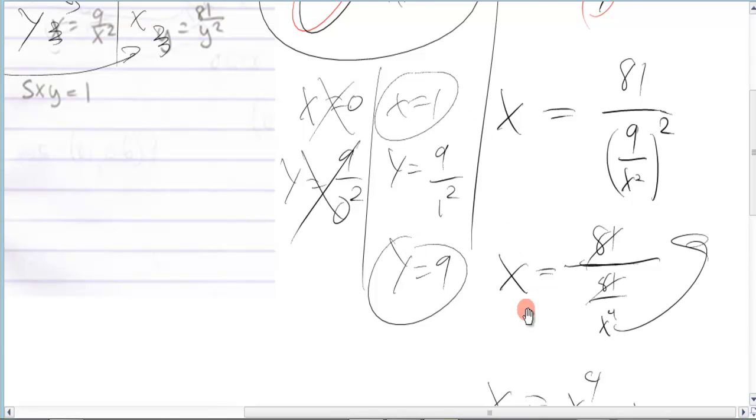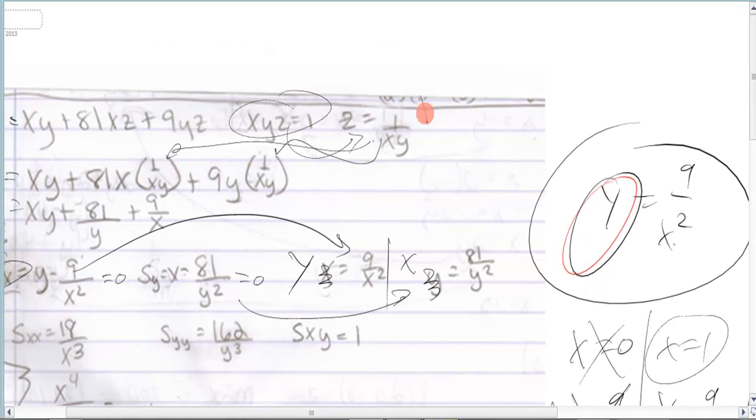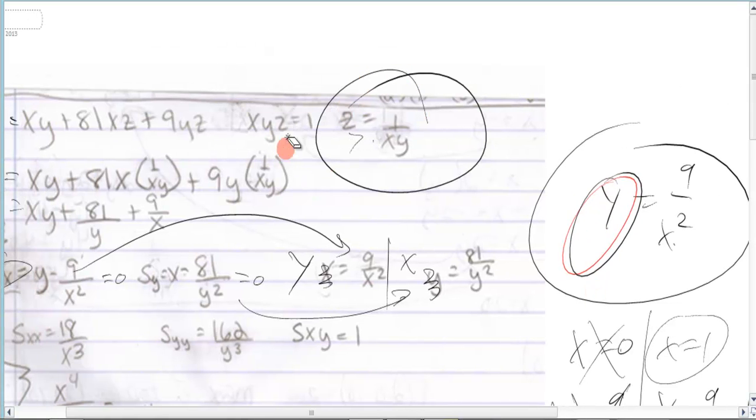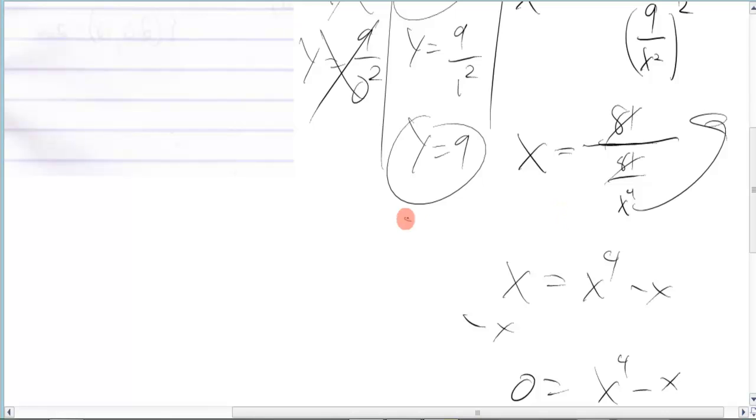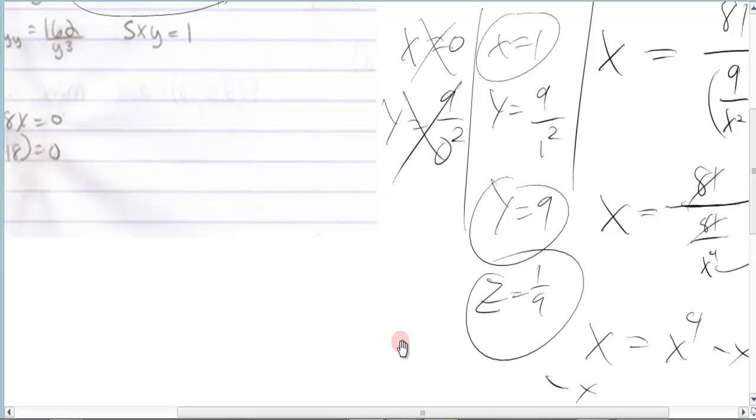Now we have to go back and find out what z was. So we go back to our constraint equation. Ooh, it's getting messy. Okay, I know y was 9, x was 1. So therefore, z is equal to 1 divided by 1 times 9. So therefore, z equals 1/9. So we can go back and make our list now. We have our answer, sort of. We have x equaling 1, y equaling 9, and z equaling 1/9.